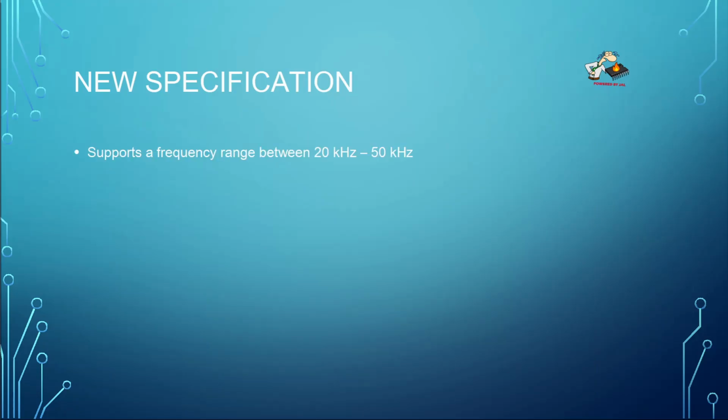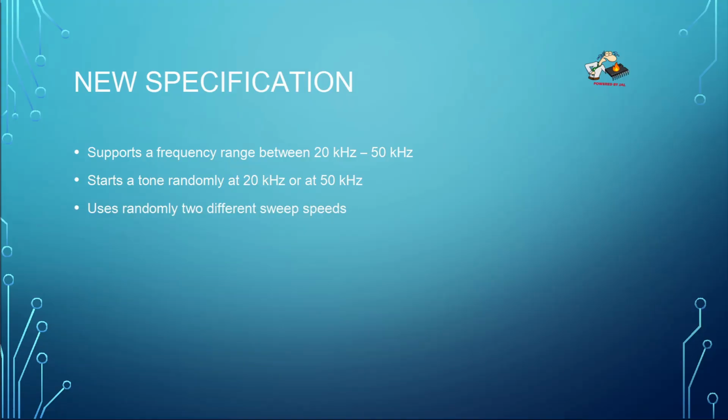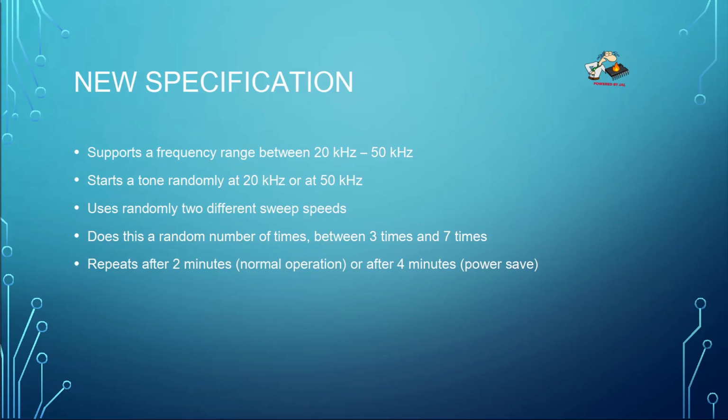So the specification. This device supports a frequency range between 20 kHz and 50 kHz. Now why 20? Because 15 kHz can be heard by my daughter, and that's very annoying. And a frequency above 50 kHz does not generate much output on the piezo tweeter. So the start tone is random. It starts at 20 kHz or at 50, so not always at 20 kHz. And it also uses a different sweep speed instead of only one. And it does this a random number of times, somewhere between 3 and 7 times. This cycle repeats after 2 minutes, at least in normal operation mode, or after 4 minutes when it's in power save mode. It also uses the piezo tweeter.